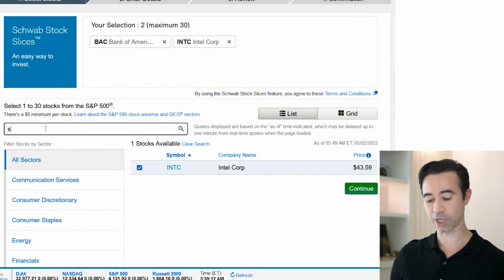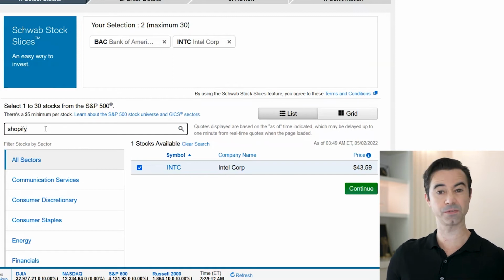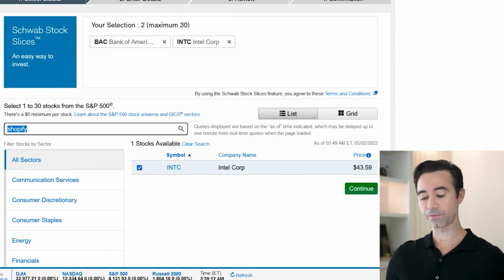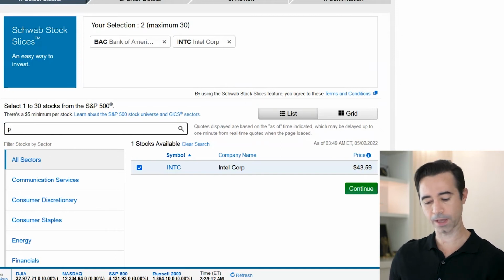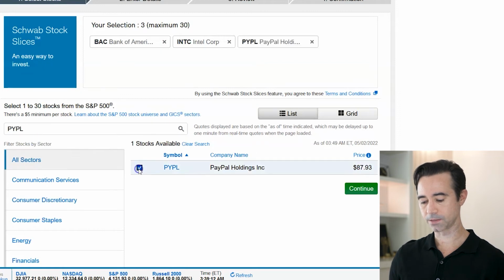Next, I want to buy Shopify. Now look, Shopify actually is not inside this. I'm guessing maybe Shopify is not in the S&P 500. Apparently, Shopify is not a stock that's eligible for this. So instead of buying it here, I'm going to look for PayPal. So here's PayPal. PayPal is available, so I'm going to go ahead. Now I have PayPal up here.